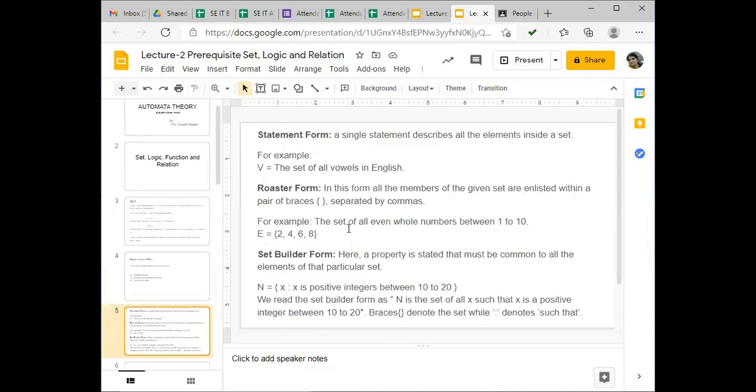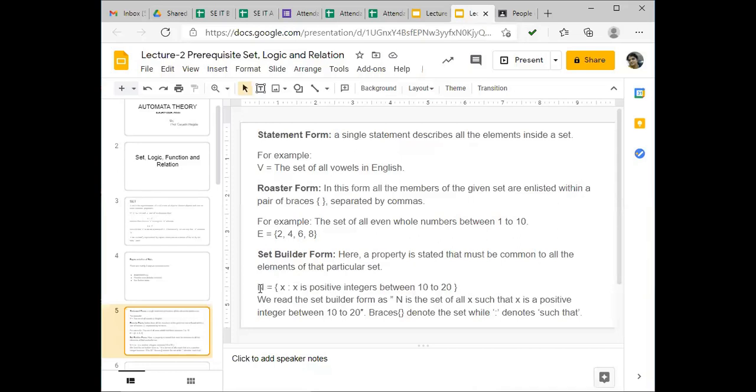What is roster form? Write the members of the set. That is, if I want to represent the set of even numbers between 1 and 10, then what I'll write is {2, 4, 6, 8}. We actually list the members, that is known as roster form. What is set builder form? See, if I want to represent the same thing, for example, the set of all even numbers between 1 and 10, how I'll write: E = {x such that x lies between 1 and 10}.